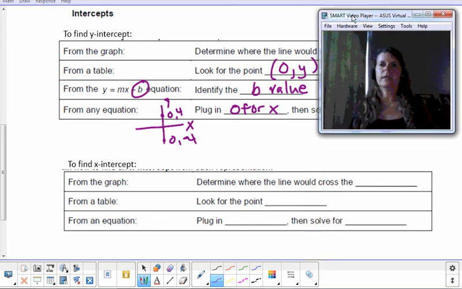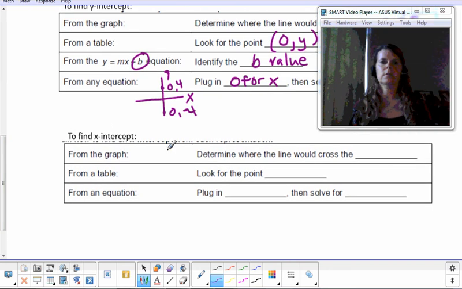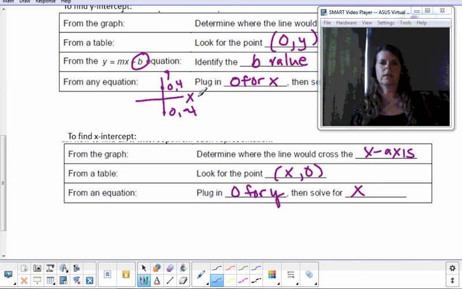So what about the x-intercept? To find the x-intercept, from a graph, you determine where the line would cross the x-axis. On a table or equation, now your y is 0, so you would plug 0 in for y and solve for x. Because again, look at your x-axis. On the x-axis, your y-coordinate is always 0.